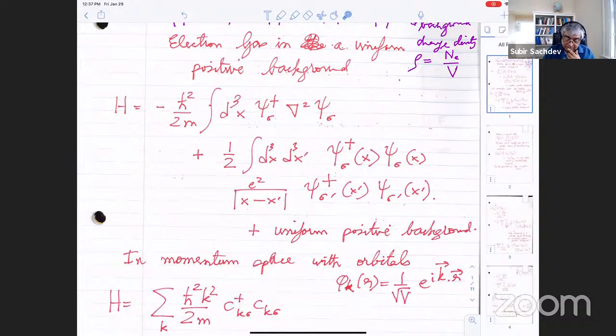Main thing to notice here, have I written this properly? Yes, so this is the density times the density. Now I haven't normal ordered this, so you have to keep track of those terms. But all of those terms are basically infinite constants, and they will end up canceling the uniform positive background. But okay.